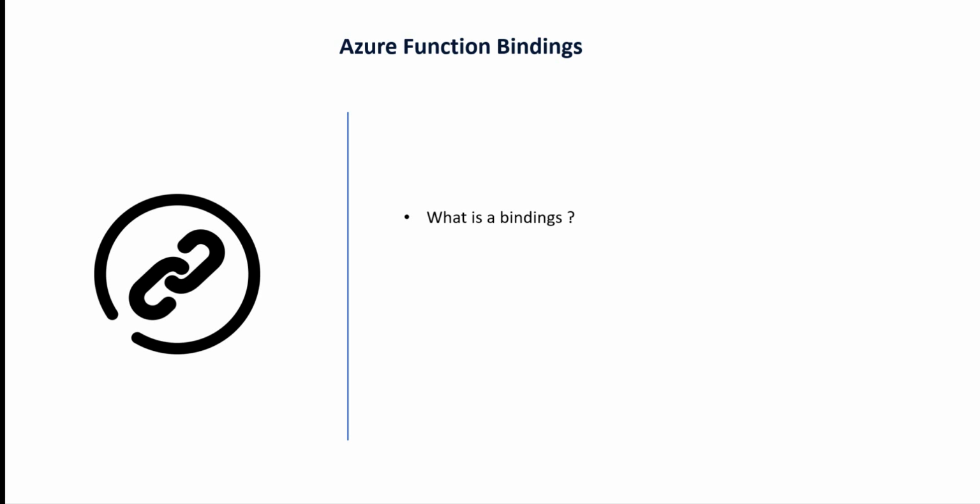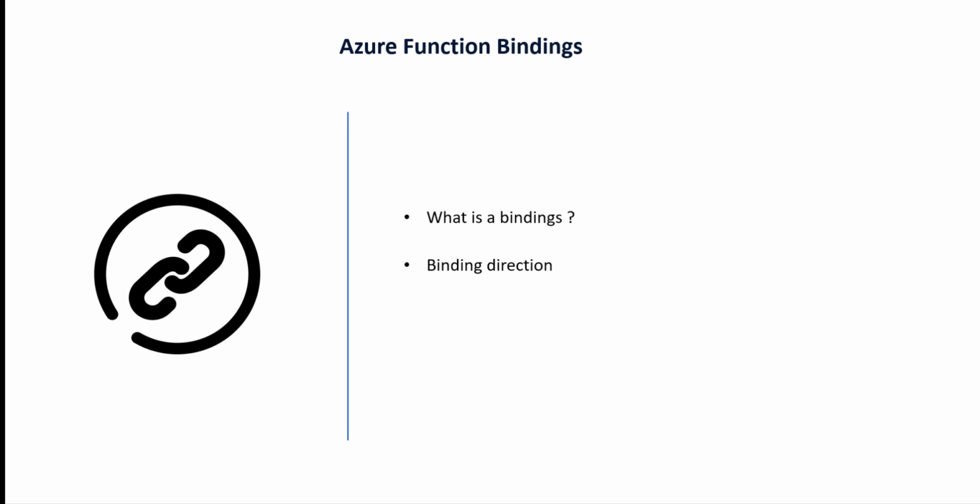Data from the binding is provided to the function as a parameter. You can mix and match different bindings to suit your needs. All triggers and bindings have a direction. That is a property that is defined in the function.json file.